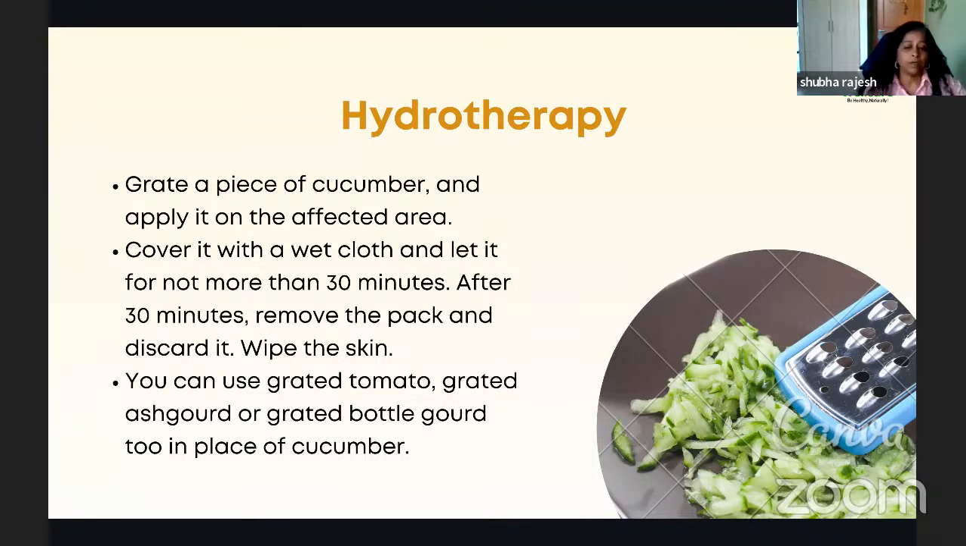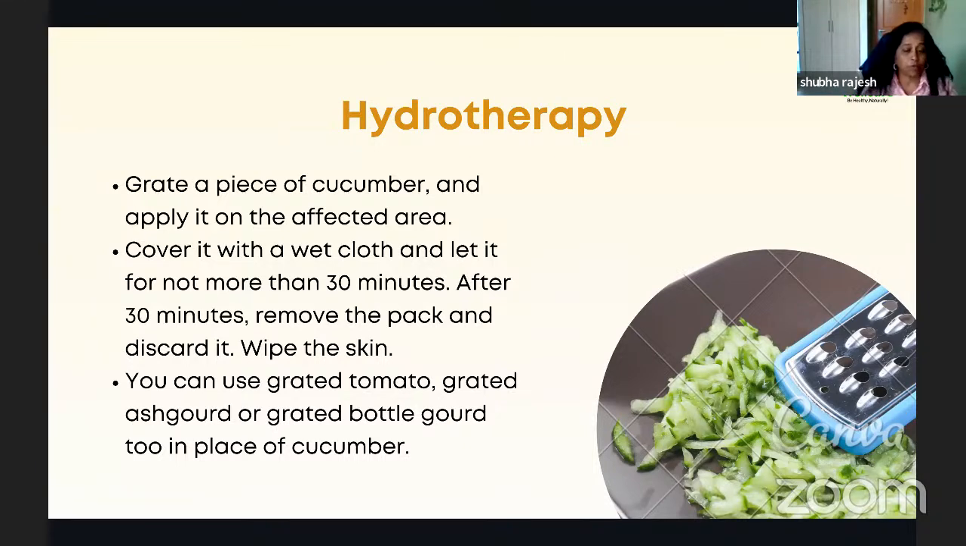So here you can see the picture. You have to grate a cucumber and apply it on the affected area. This was done very effectively for Ayansh, whom I showed you previously, who was suffering from psoriasis. You have to grate the cucumber, apply it on the part where you have the issue, cover it with a wet cloth and let it stay for half an hour. After half an hour, remove the pack, throw off the cucumber and wipe the skin.